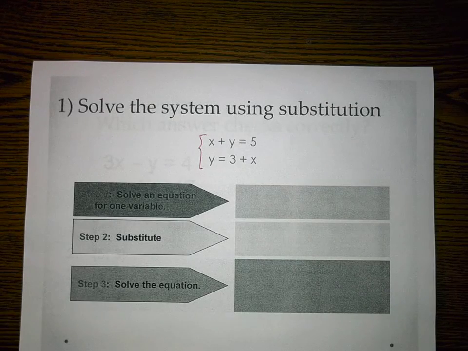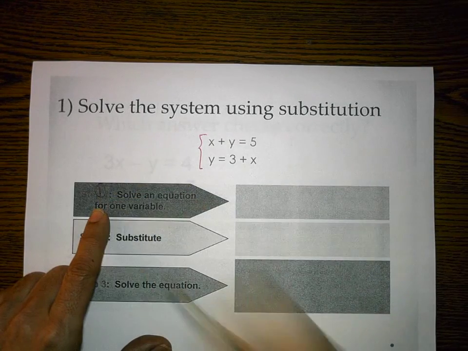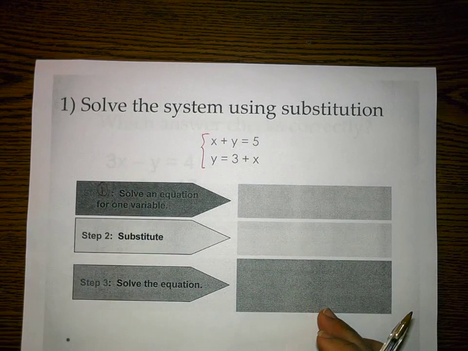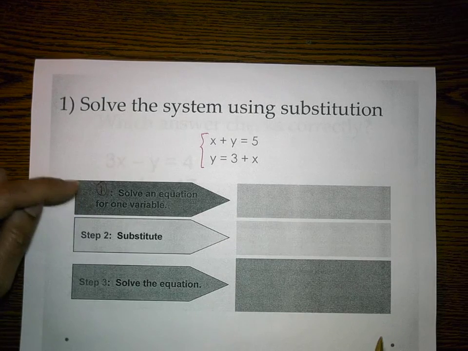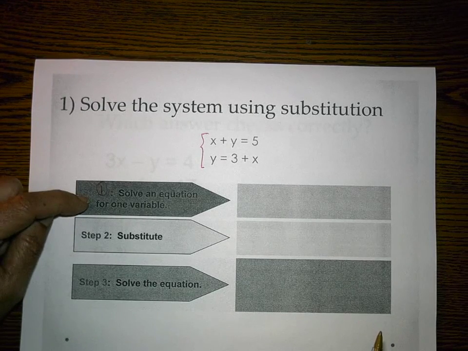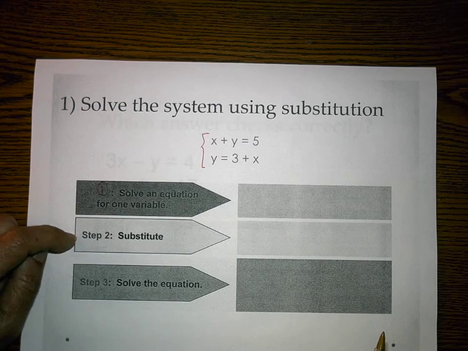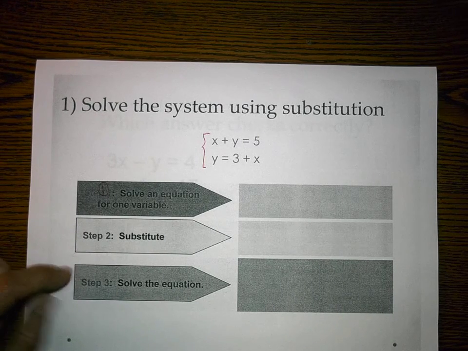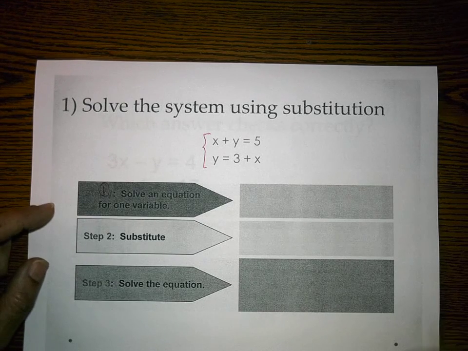Okay, so solve the system using substitution. Step number 1 here, you can't see, but it says step number 1. Oh my gosh, I didn't realize that this could not be seen in a PowerPoint. But this very first step right here says solve an equation for one variable. And then it says step number 2, substitute. And then step number 3, solve the equation. It's hard to see. I thought the colors would show well on the video, but obviously they don't.